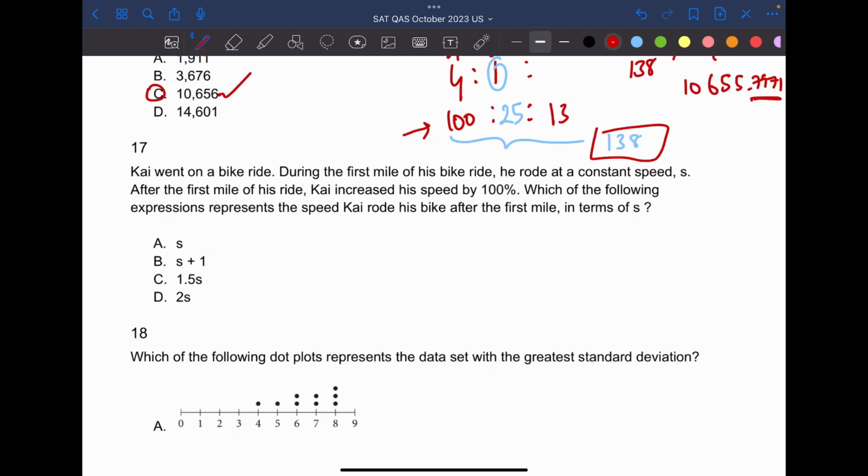Question number 17. Kai went on a bike ride. During the first mile of his bike ride, he rode at a constant speed S. After the first mile, Kai increased his speed by 100%. Which of the following expressions represents the speed Kai rode his bike after the first mile in terms of S? So basically, what is the speed after the first mile? If you increase by 100%, let's say the speed was S, and then you add another S, you're going to have 2S. So it's literally that easy. The answer is D. Pretty simple.